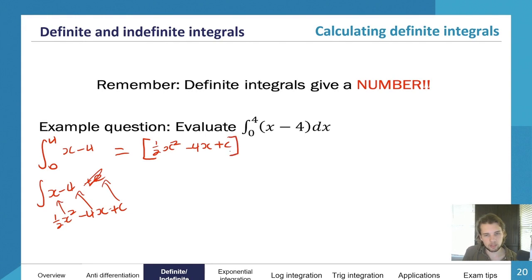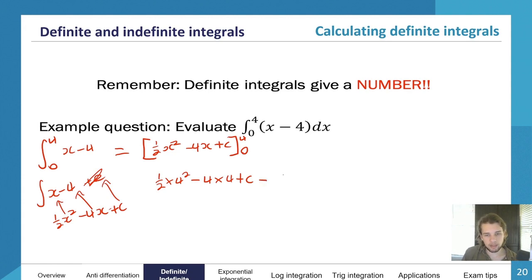And we put these in these square brackets, and then we put our same numbers that we have here at the end of these square brackets because we still haven't used them yet. Now what we do is we substitute the first number in. So we go 1 over 2, the top number here, so that's 4 in this scenario, times 4 squared, minus 4 times 4, plus c.